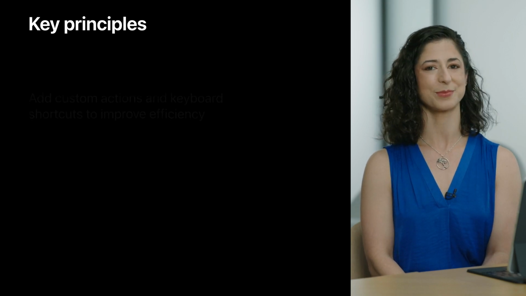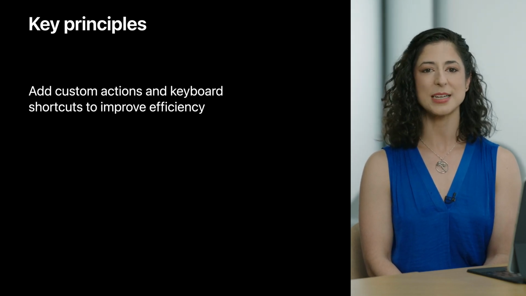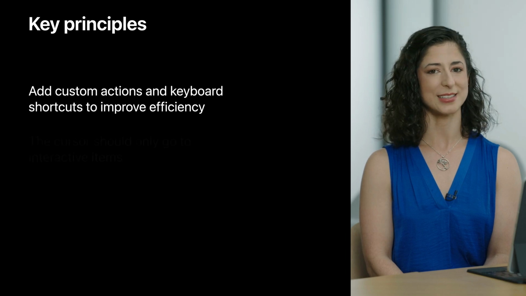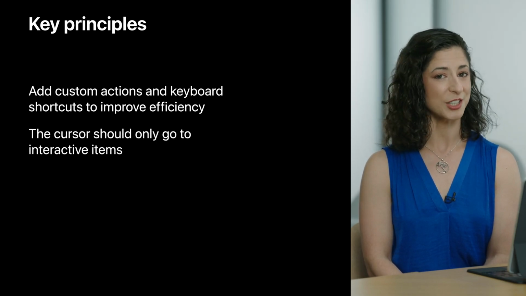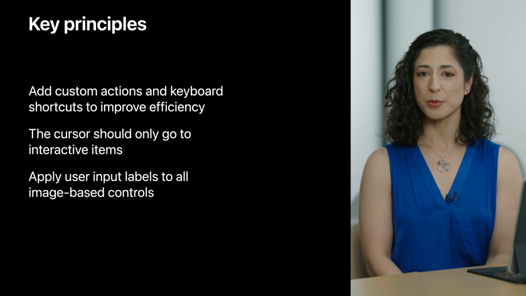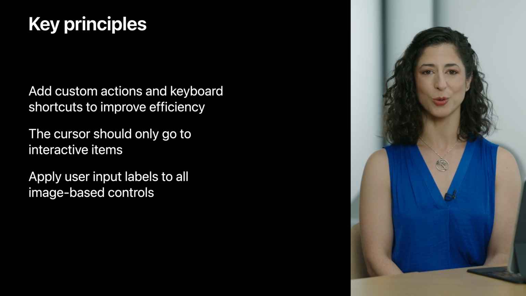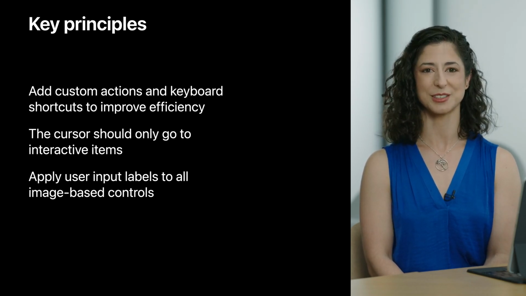With that, let's review some of the key ideas to keep in mind when you're developing your app for keyboards, but particularly for full keyboard access. First, use custom actions and keyboard shortcuts to really go that extra mile, adding efficient means to navigate your apps. Next, make sure the cursor doesn't land on items that the user cannot actually interact with. And finally, be sure that you add user input labels, especially on image-based controls, so that people can take full advantage of full keyboard access's Find feature.